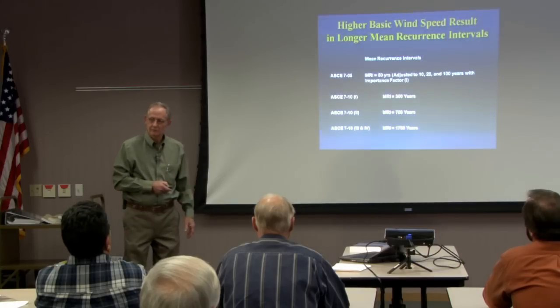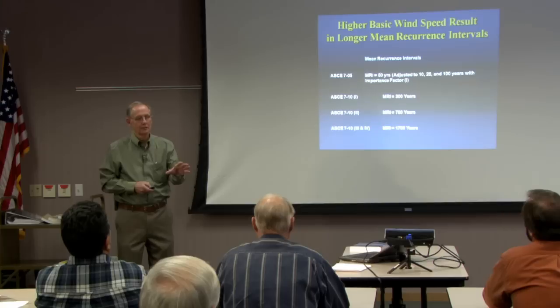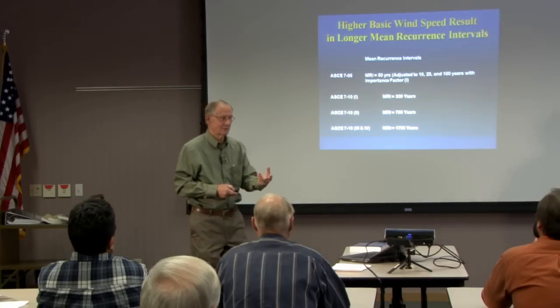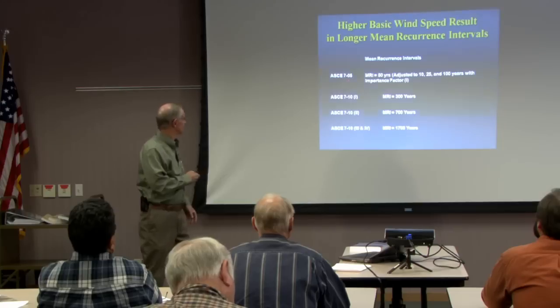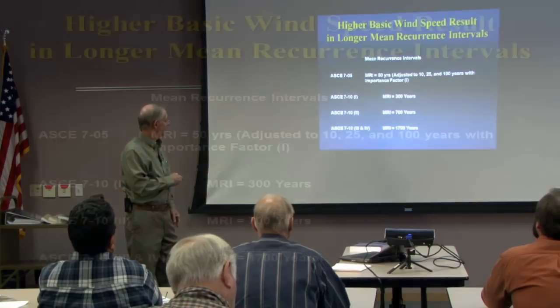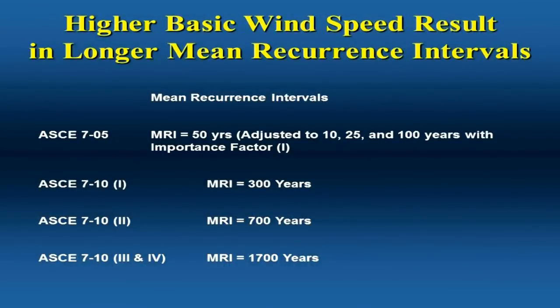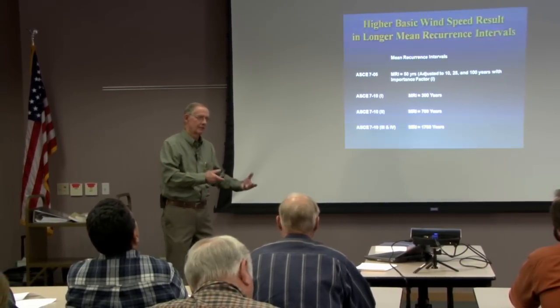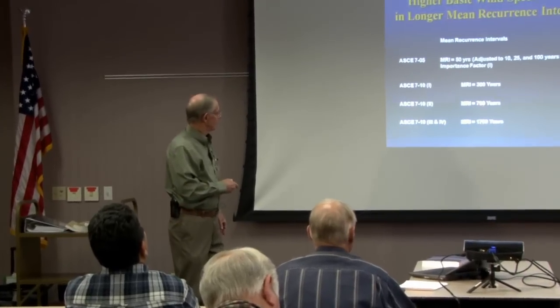And the winds actually correlate with the recurrence interval. Now you're familiar with that in ASCE 7-05. Category 2 is going to be our 50-year recurrence interval. That 50-year recurrence interval will be on the ASCE 7-05 map. But when we go to ASCE 7-10, even in risk category 1, we'll end up with a mean recurrence interval of 300 years. And you go into the standard building, which is not a high-risk building, and it's not a low-risk building, you're at 700 years, and in 3 and 4, 1,700 years.